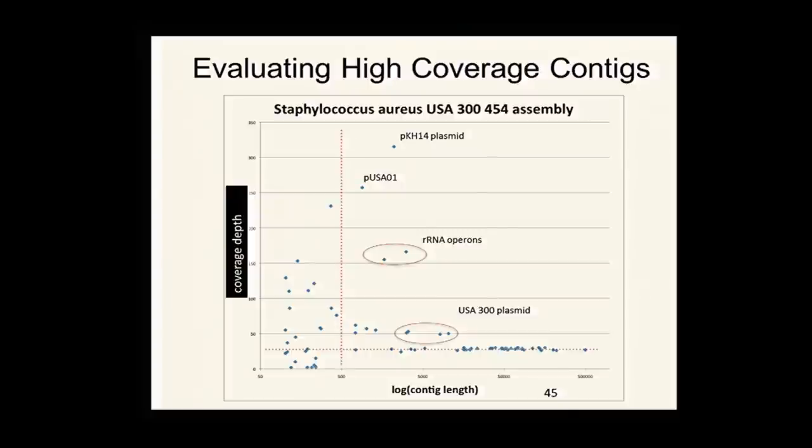For example, in this Staph aureus, this is the USA300 plasmid, and it's at 2 copies per cell. This would be a high copy plasmid. This would also be the rRNA operons, because in this case you're seeing that these rRNA operons are multi-copy in a Staph aureus. So maybe there are 4 copies of the rRNA gene or 6 copies in a Staph aureus, so they'd appear to be at a higher copy number.